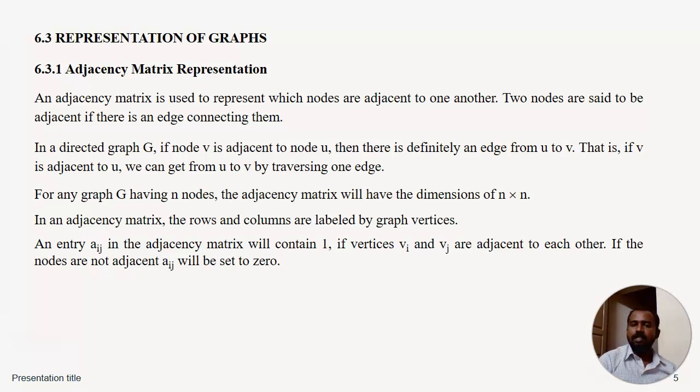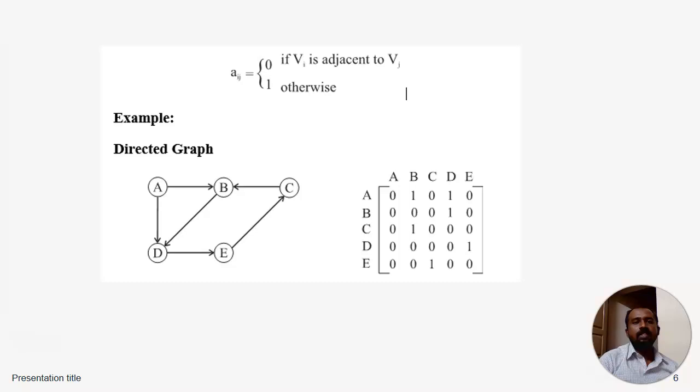In an adjacency matrix, the rows and columns are labeled by graph vertices. An entry Aij in the adjacency matrix will contain 1 if vertices Vi and Vj are adjacent to each other. If the nodes are not adjacent, Aij will be set to 0. This is the example diagram of a directed graph. Directed graph means node A is connected with arrow marks to the next node. The next nodes are neighbor nodes. Aij equals 1 if Vi is adjacent to Vj, otherwise 0.